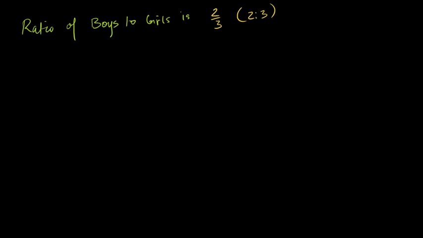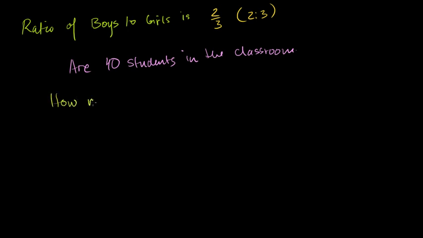And let's say that there are 40 students in the classroom. And then someone were to ask you, how many girls are in the classroom? So this seems a little bit more convoluted than what we did before. We know the total number of students, and we know the ratio, but how many girls are in the room? So let's think about it this way.